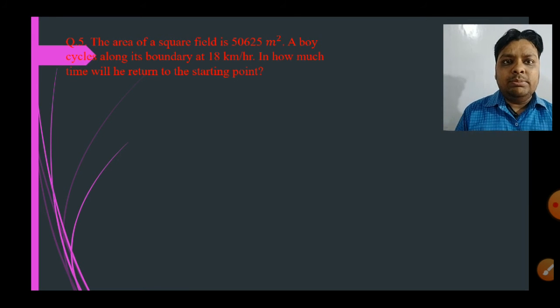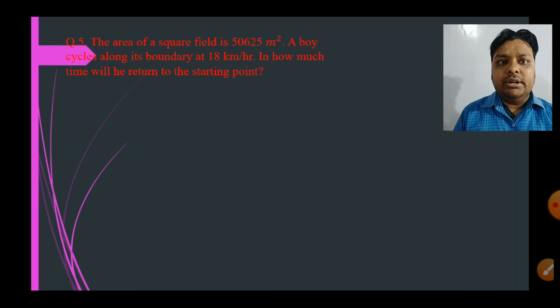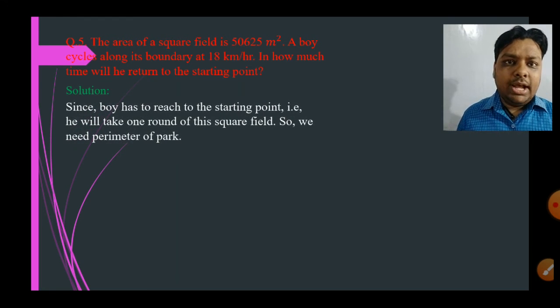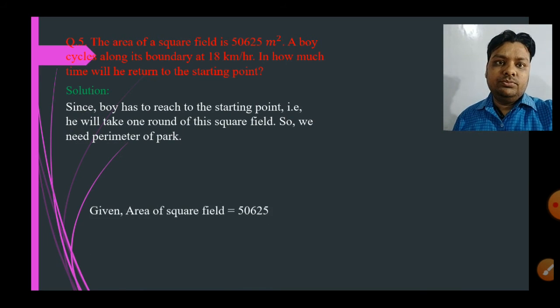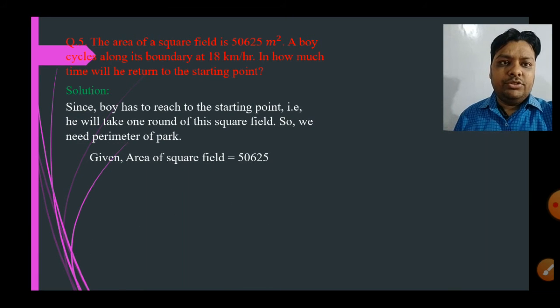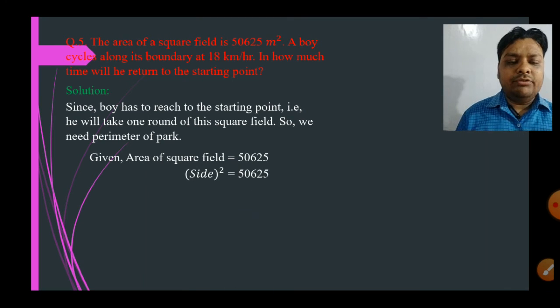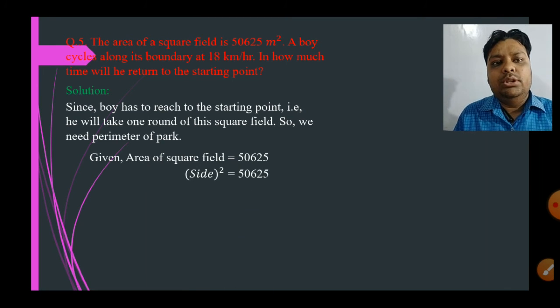So distance means the distance around the square field, and to find that we need the side. But only the area is given. So we know that to find the perimeter of the park we need the side. The area of the square field is 50625. Now we know the formula for the area of a square field is side squared.